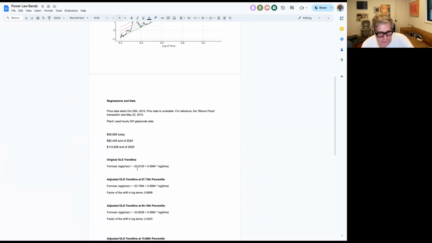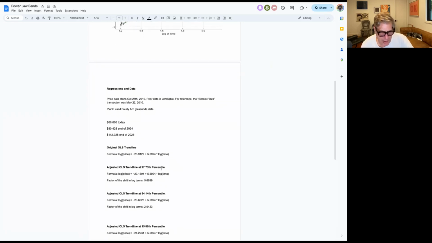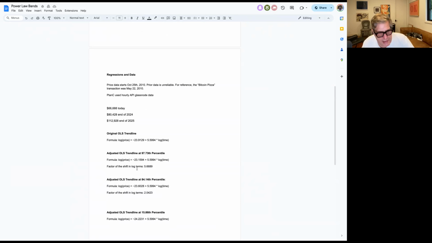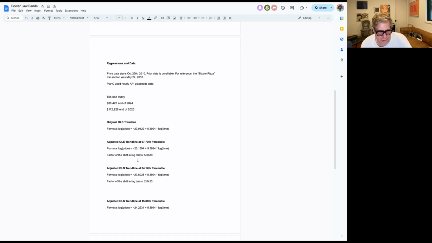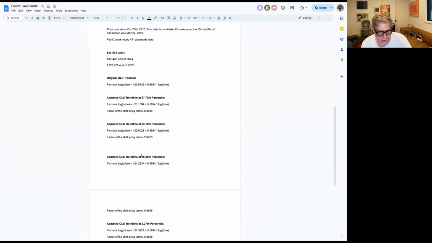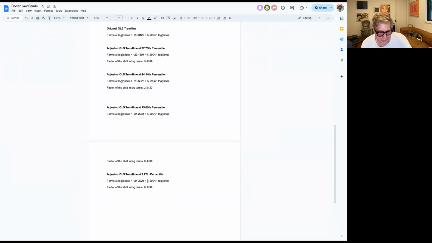Now, this is the formula for the trend line in hourly increments, right? It's in log space. It's negative 23.9 plus the power, which is 5.6, let's say, times the log of time, right? Now, power doesn't depend on the units, whether it's hours, days, whatever. That only shows up in this intercept here. Okay, and so basically, the power law was moved in a parallel way to get to the 97th percentile, the 84th percentile on the upside, and then on the downside, the 15.8th percentile and the 2.27th percentile.